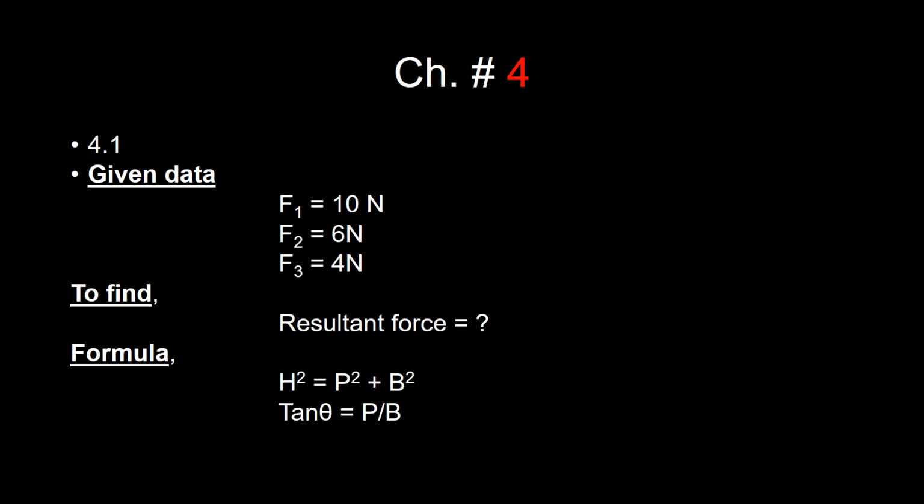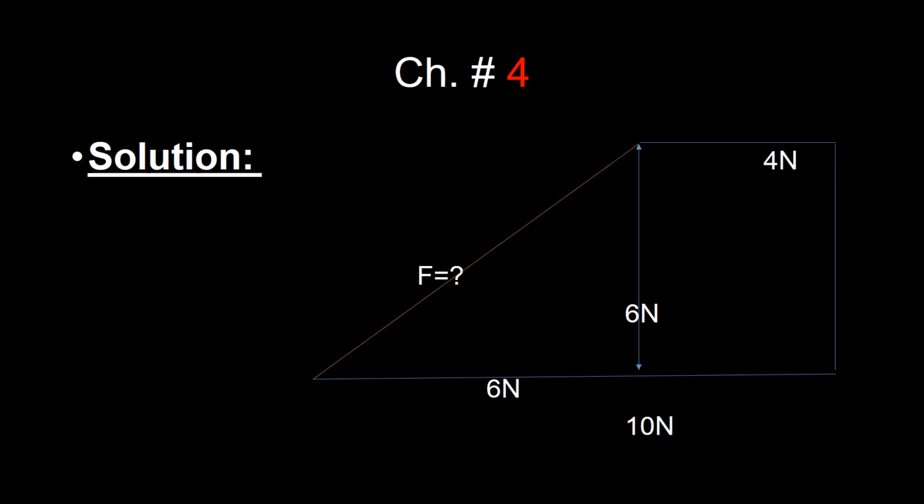Now we come to numerical number 4.1. We are given the data. We are given three forces F1, F2 and F3. F1 is along the x-axis, F2 is along the y-axis, and F3 is along the negative x-axis. We have to find the resultant of these forces, and we can use the Pythagoras theorem, and to find the angle of the resultant force with the x-axis we use tan theta is equal to perpendicular over base. In the diagram, there is the 10 Newton force, then the 4 Newton force along the negative axis, 6 Newton force and 6 Newton, and we have to find the force F, which is marked as a red line with a question mark.